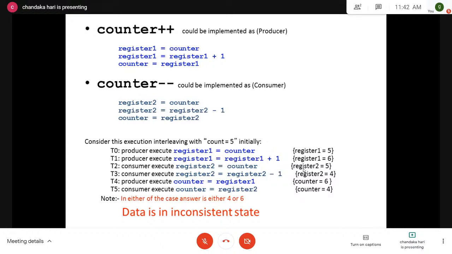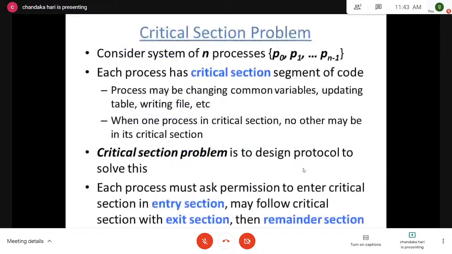Now, how can you say that our data is inconsistent? Whatever algorithms we have written, whether these algorithms produce consistent or inconsistent values, how do you tell? Then they told one technique, called the critical section problem. What is this critical section? It has a good definition. We'll see it a little bit.